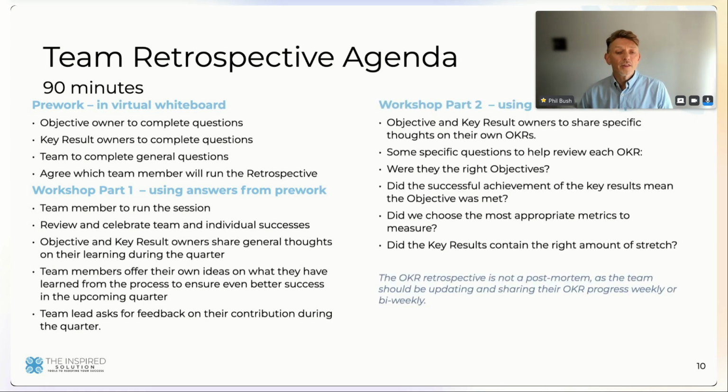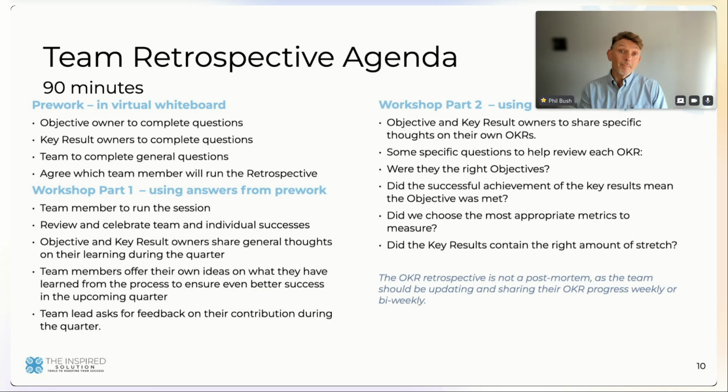So the second part of the retrospective is focusing on specific objectives and key results. Now, objective and key result owners share their specific thoughts on their own OKRs. And it's thinking about, were they the right objectives? Did the successful achievement of the key result mean the objective was met? And that's a really important question to think about.